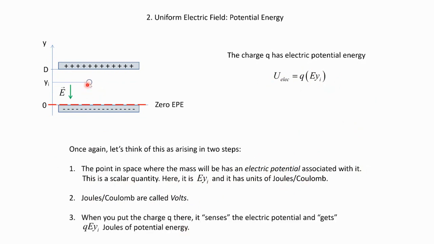Now, I'm going to imagine putting a charge Q here. It will, in quotes, sense the electric potential and get this much potential energy, this many joules of potential energy. And so we're going to define the electric potential to be what's in parentheses here, E y_i, so electric field times the position. And in terms of that, the electric potential energy is Q times V. That's for a charge placed at a location that has the electric potential V.